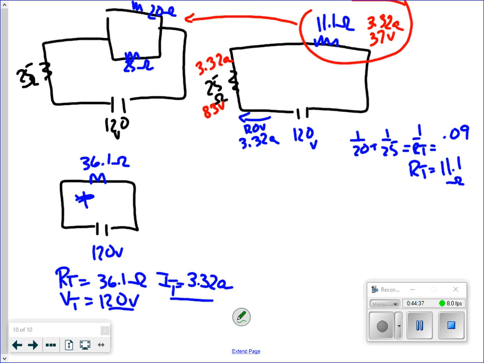What stays the same in a parallel circuit? Voltage stays the same. So 37 volts. Let's figure out the amps. You're going to do 37 volts divided by 25. 1.48 amps. And then 37 volts divided by 20, 1.85 amps.